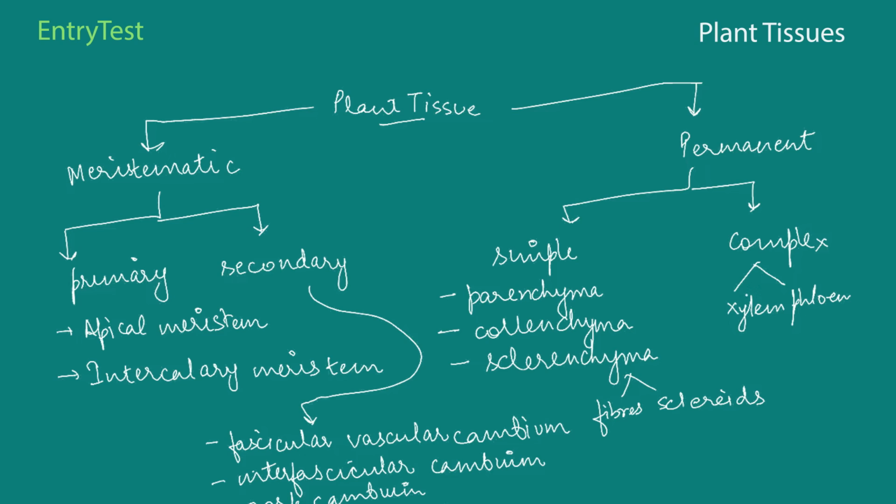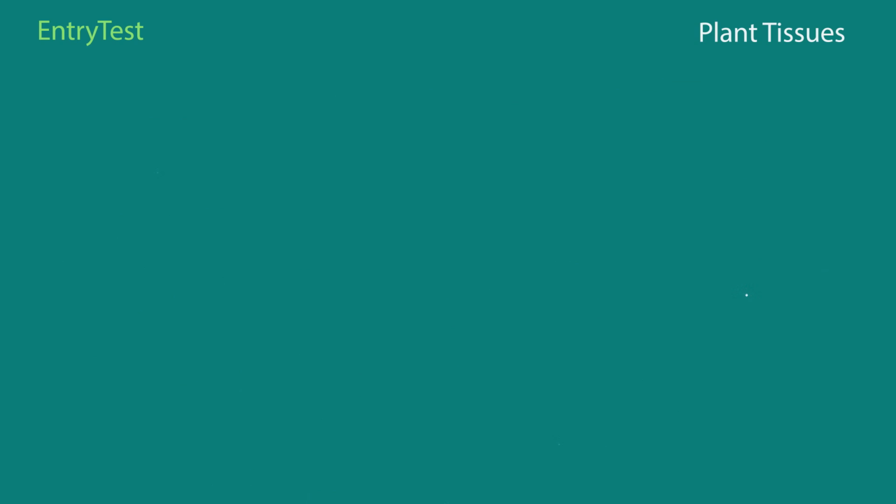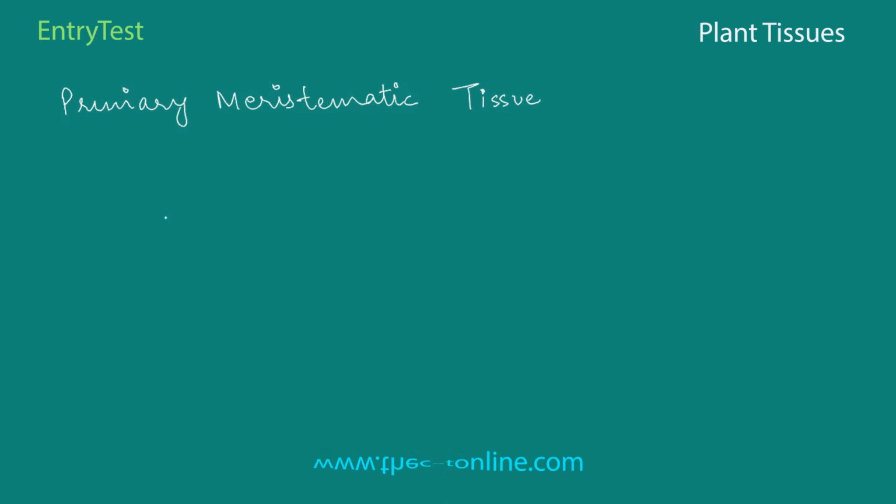So now what we are going to start with is a description of the primary meristematic tissue. So as mentioned earlier, the primary meristematic tissue is the one that is still undergoing cell division, and it is the one that is formed the earliest. So under primary meristematic tissue, the first one that we need to do is the apical meristem.